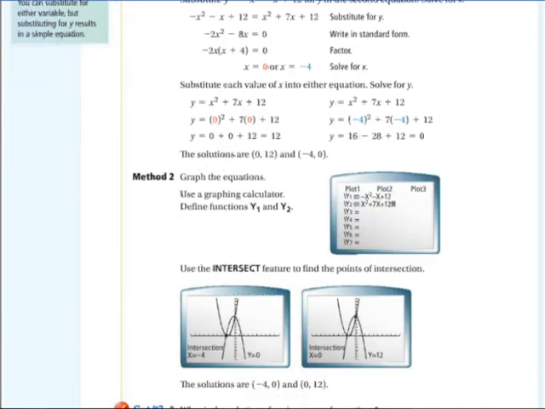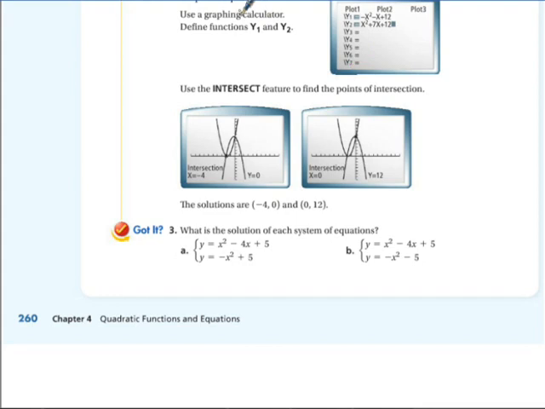We can graph the equations. If we graph them, we can find where they intersect. So every one of the ways that we learned still works.